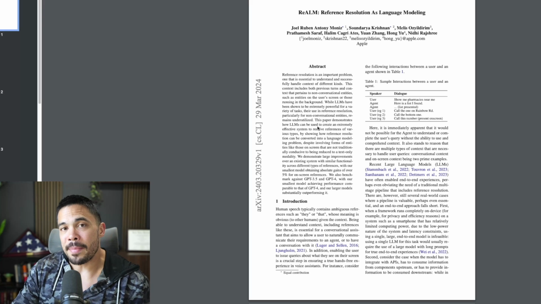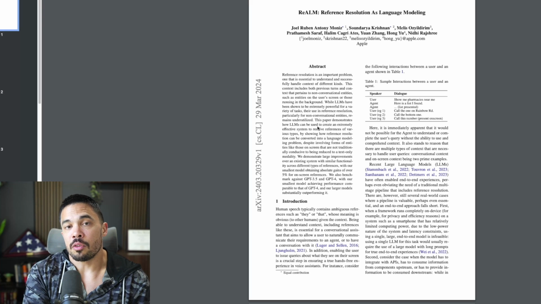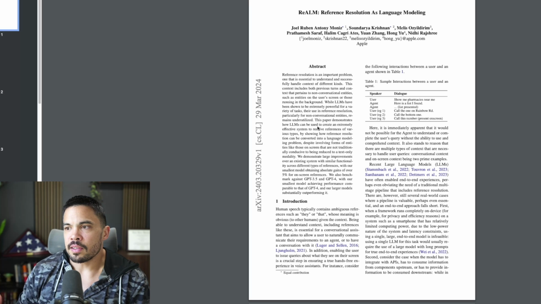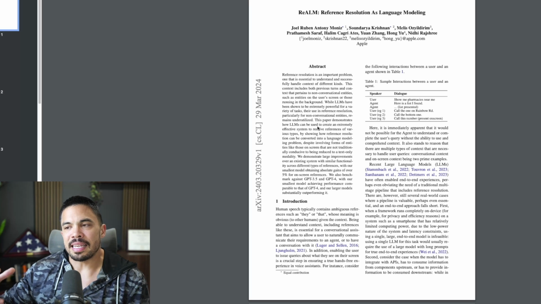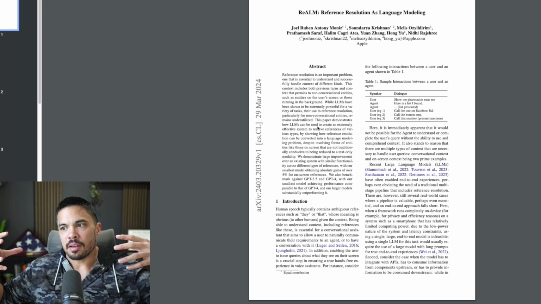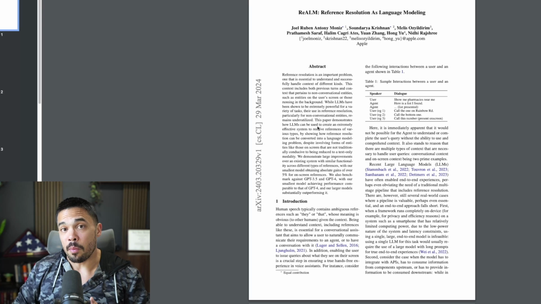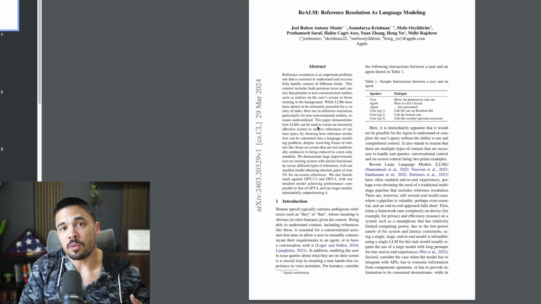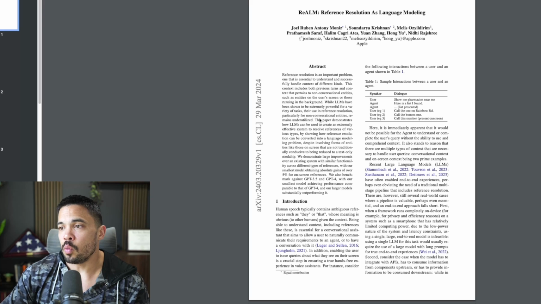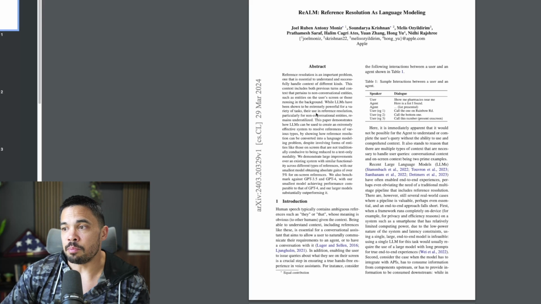and that this ReALM model is performing better than GPT-3.5 and GPT-4, which makes sense because I'm sure the Apple engineers had this in mind and needed it. So they created a very specific model for this. So they've got the MM1, which again is multimodal versus text-based, which is what GPT is. And then they have reference resolution as language modeling, which talks about the fact that it is better.